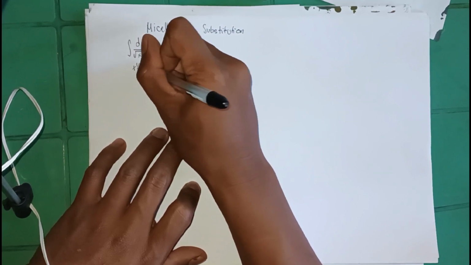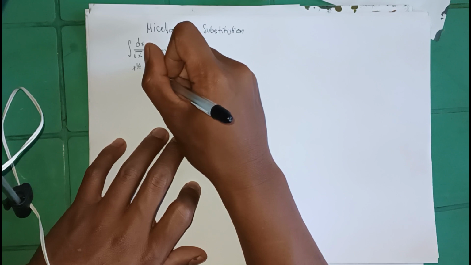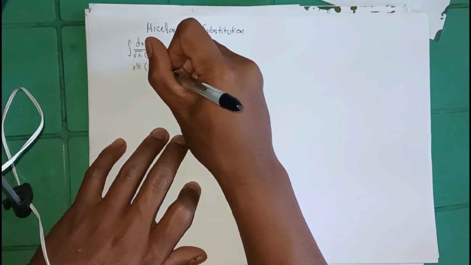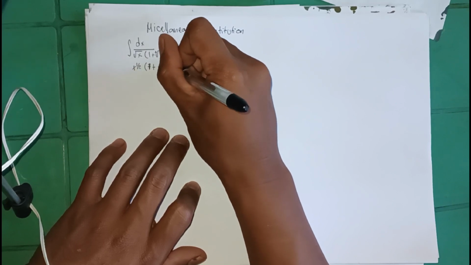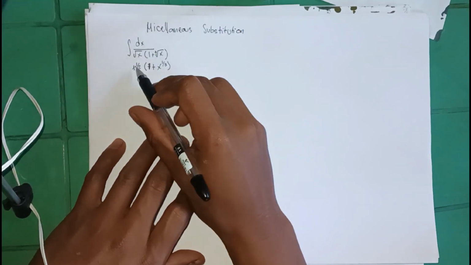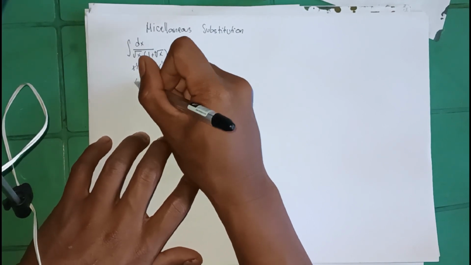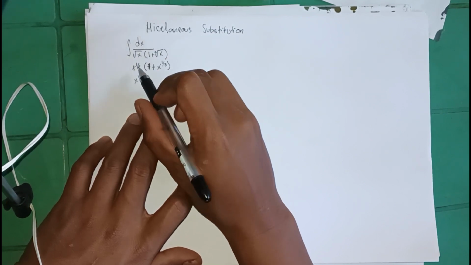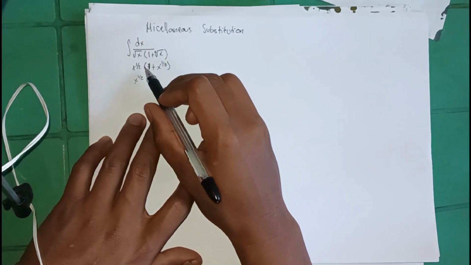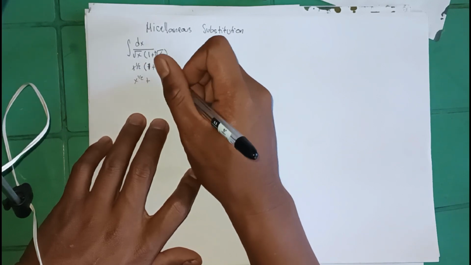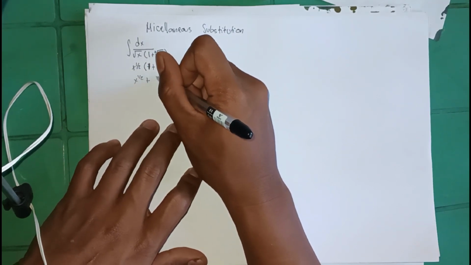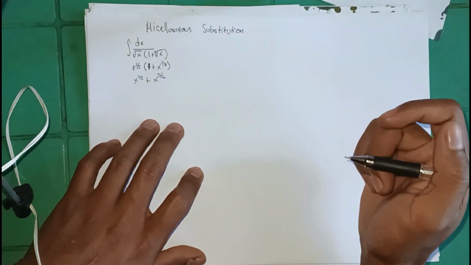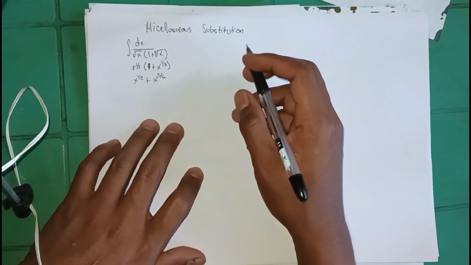x to the 1/2 multiplied by 1 plus x to the 1/3. So multiply, so we will have x to the power of 1/2 multiplied by x raised to the power of 1/3, and we will get x to the 5/6. So we can now integrate this in terms of z.